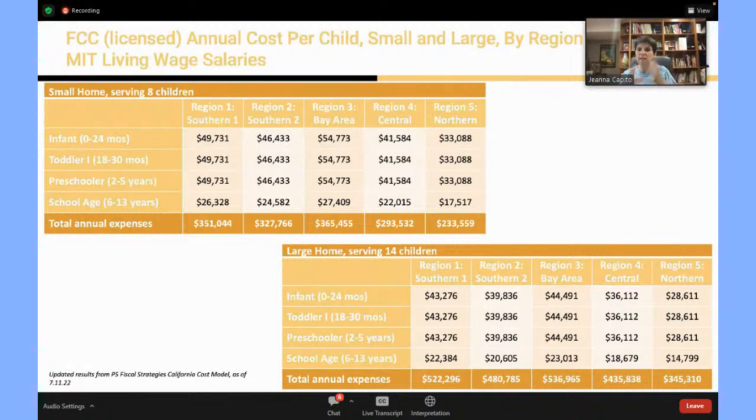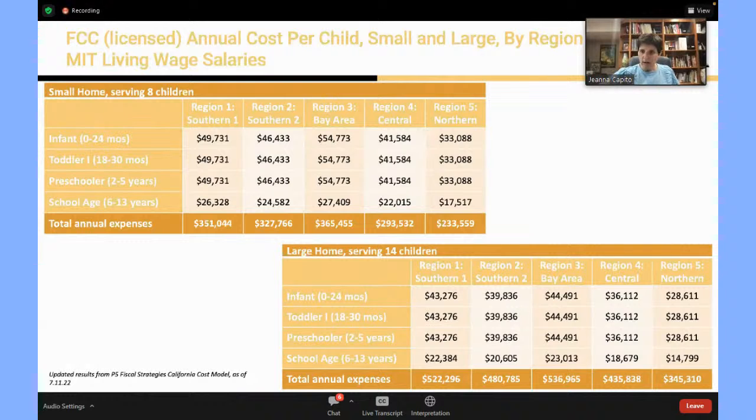So that speaks to that concept of what is the total for a program to actually cover. That's the total cost of serving 8 kids at those different costs per child. It costs between $233,000 to $365,000 a year. You could also think about that as the amount of revenue that the program needs to bring in in order to cover those cost per child values, based on, again, all those inputs and assumptions that are made in running the model.